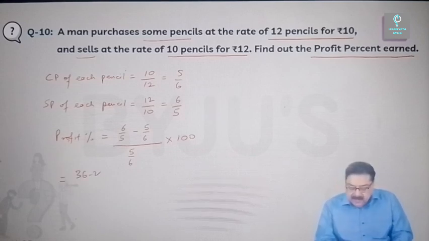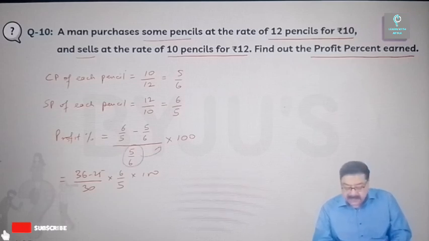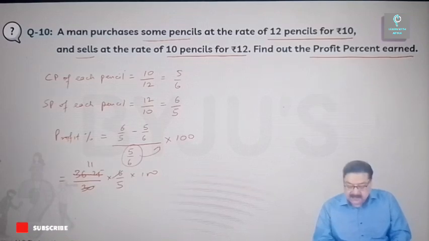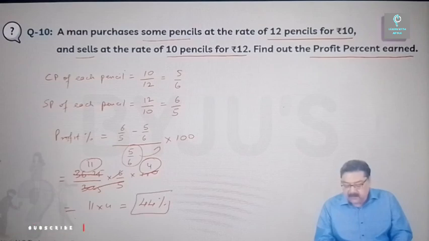So this is (36 minus 25) by 30 into 6 by 5 into 100. This 5 by 6 reciprocal we're taking up. So 36 minus 25 is 11. 6 and 30 cancel by 5, and 5 into 5 is 25. So into 4 is 100. So 11 into 4 is what we are left with. So there has to be a profit of 44%.